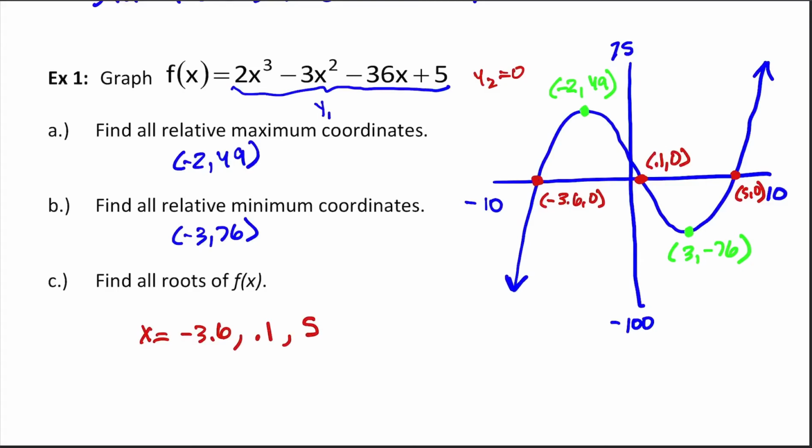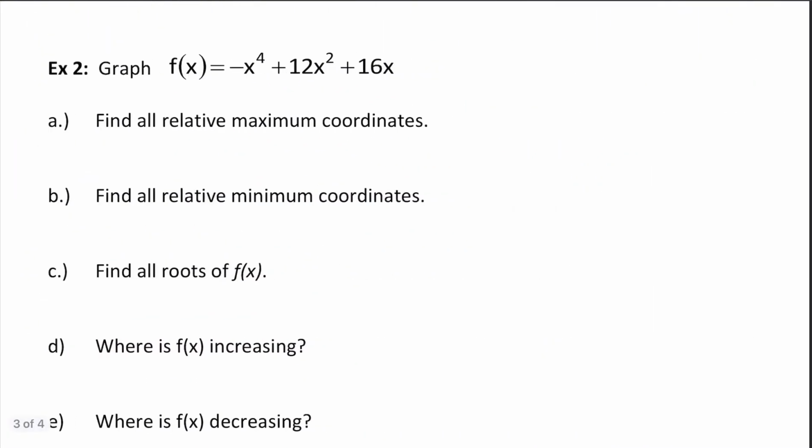Okay, let's move on. Tackle some that are maybe a little bit more challenging. All right, graph f of x equals negative x to the fourth plus 12x squared plus 16x. Again, what you need to do is you need to put all of this into y1. All right, I will show you my sketch and kind of give you an idea of the window I used.